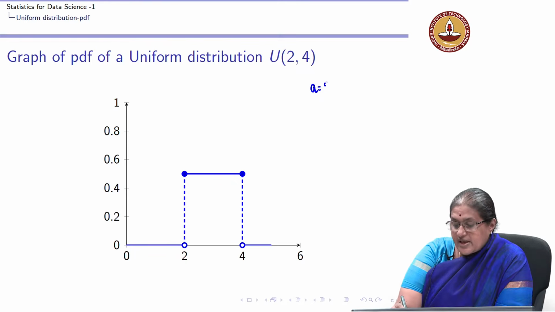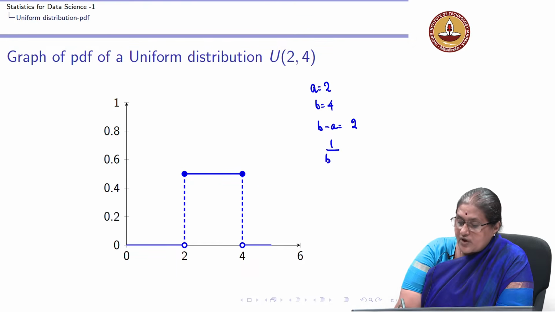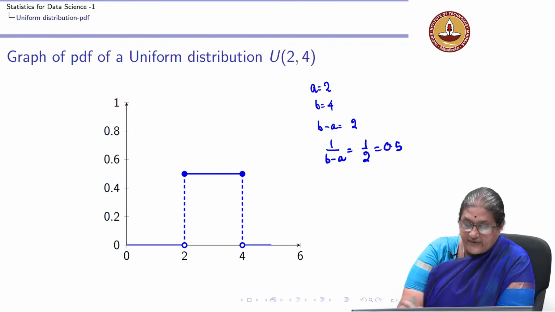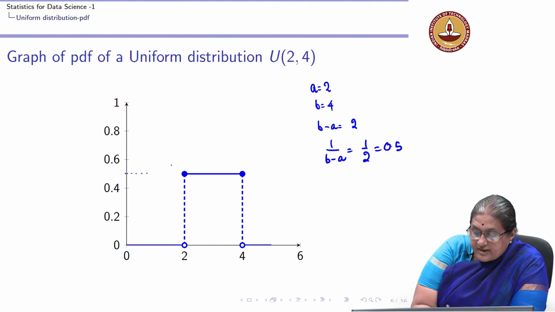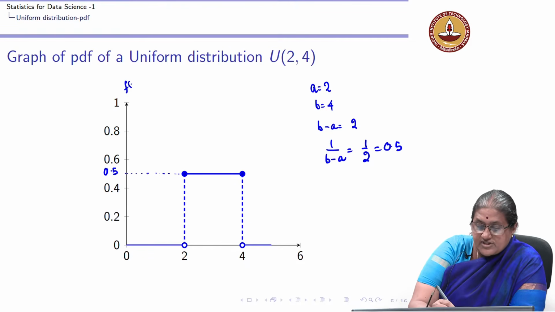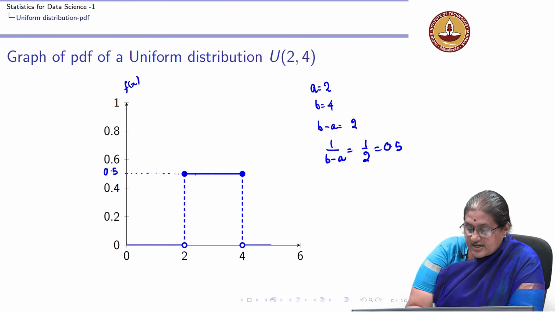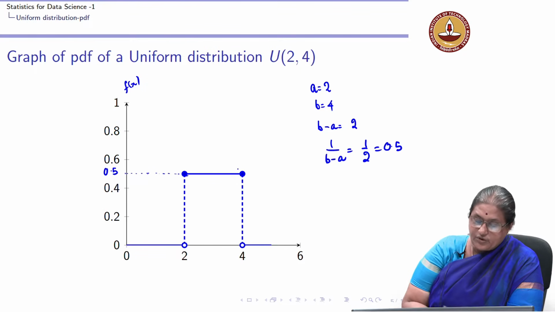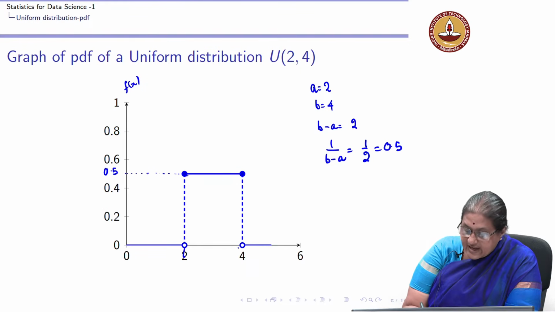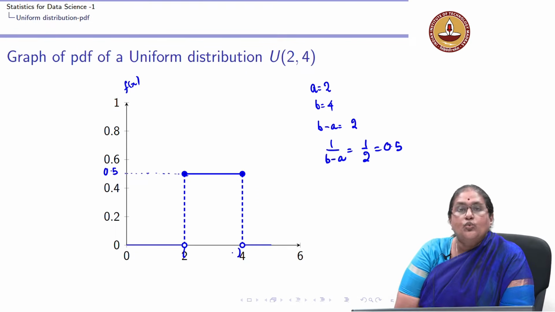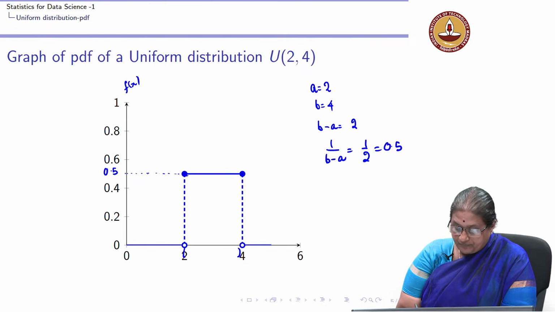So, let us look at a few examples. Now, suppose my a is 2 and b is 4. I know b minus a is 2, which gives 1 by b minus a as 1 by 2, which is 0.5. So, you can see that f of x is a constant: it is taking a constant value, 0.5, for any value of x between 2 and 4.